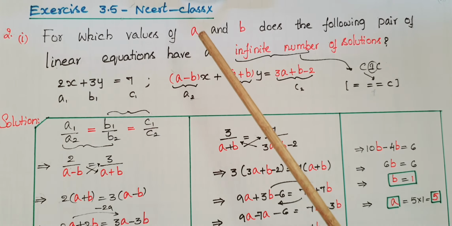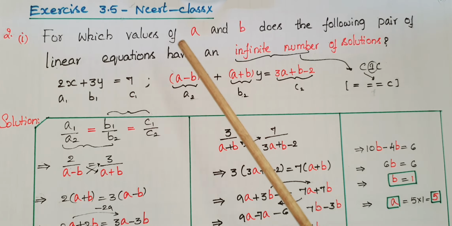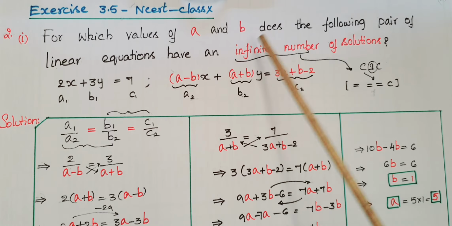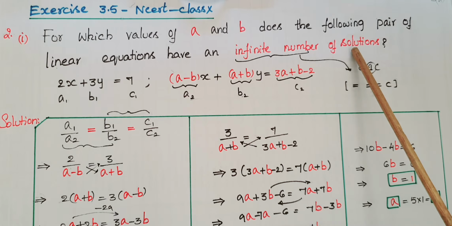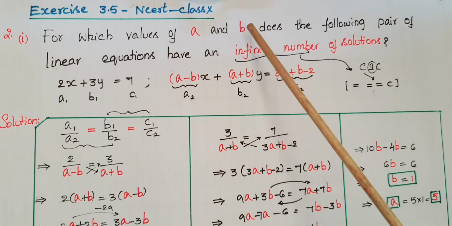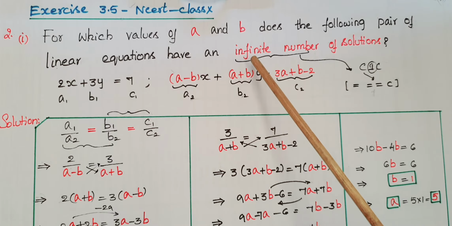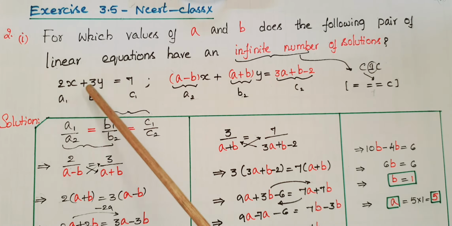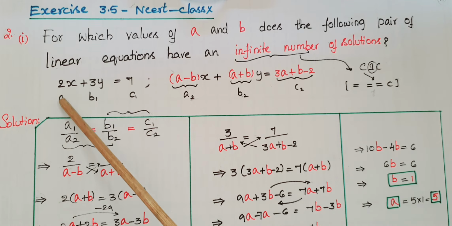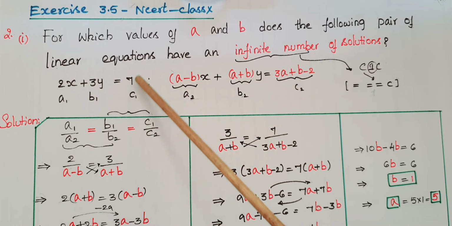This is the second problem from Exercise 3.5 from NCERT. For which values of a and b does the following pair of linear equations have an infinite number of solutions? So here we have to find the a and b values. The pair of linear equations is 2x plus 3y is equal to 7. So here a1 is 2, b1 is 3 and c1 is 7.